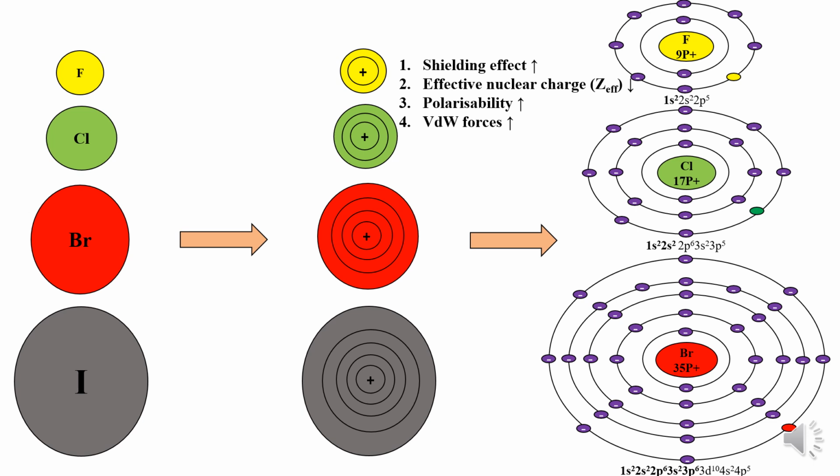And as a cascading event, the effective nuclear charge decreases. What is the effective nuclear charge? As a result of the increased shielding effect, the electrostatic force of attraction between the positively charged nuclear protons and the negatively charged valence electrons decreases. So effective nuclear charge is the electrostatic force of attraction between the positively charged nuclear protons and the negatively charged outermost valence electrons. And the next outcome is the polarizability of the atom increases.